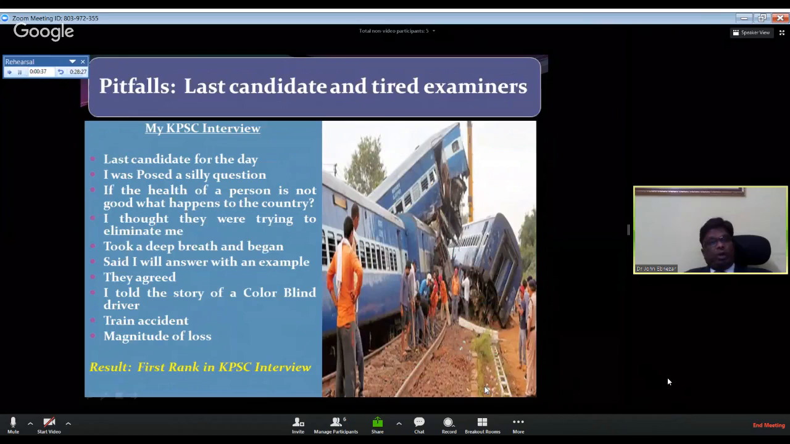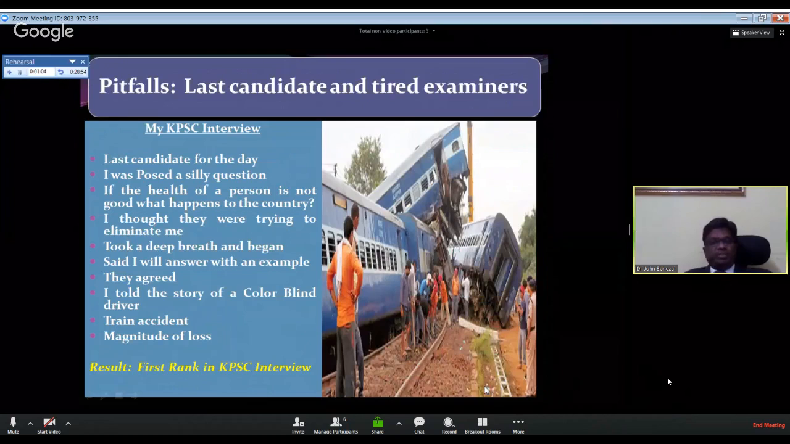Now I thought they were trying to eliminate me. I took a deep breath and began. I said, sir, I'll answer your question with an example. They agreed. I told the story of a colorblind engine driver. This driver is colorblind. He's not able to pick up the green, the red, and the orange, and he creates an accident. So they asked, so what? How did you answer our question?